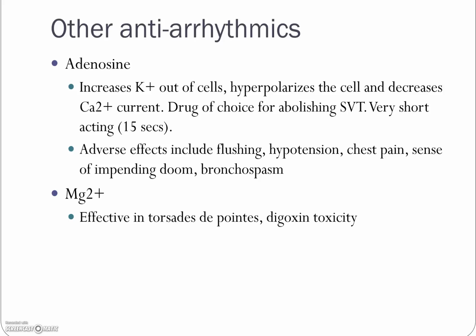Be wary of some of the side effects, which include flushing, hypotension, chest pain, a sense of impending doom, as well as bronchospasm. Magnesium is particularly effective when you're dealing with torsades de pointes or digoxin toxicity. So that concludes our coverage of antiarrhythmics.